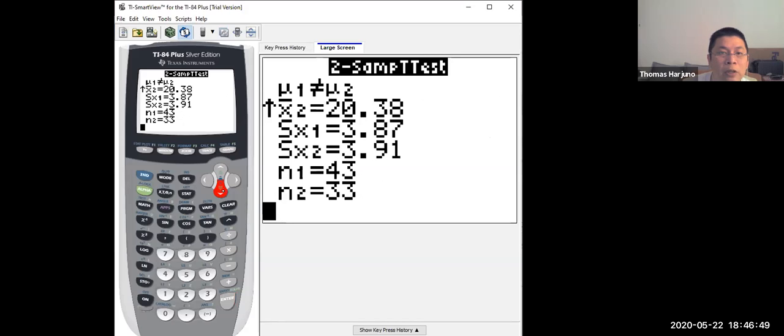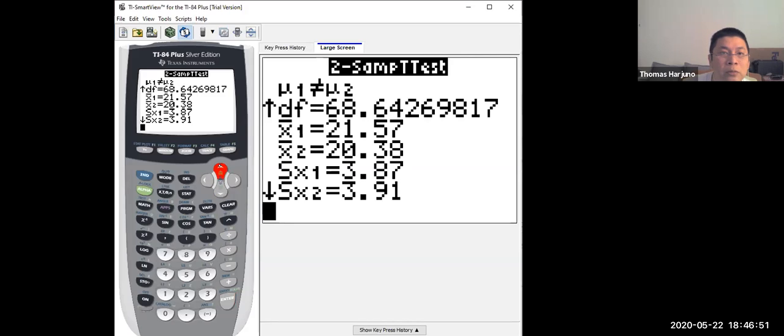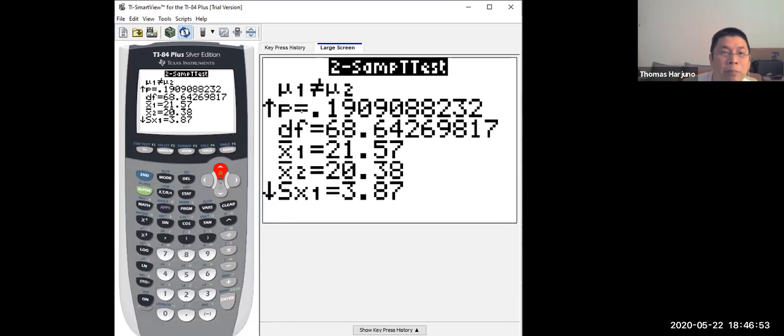We still come up with the same conclusion. Their p-value is 0.19 something. Our p-value is 0.19 something. In both cases, it is above 5%, so we still come to the same conclusion. Now, the reason they get this p-value is because they use a different degree of freedom. How do they get this degree of freedom, Thomas?